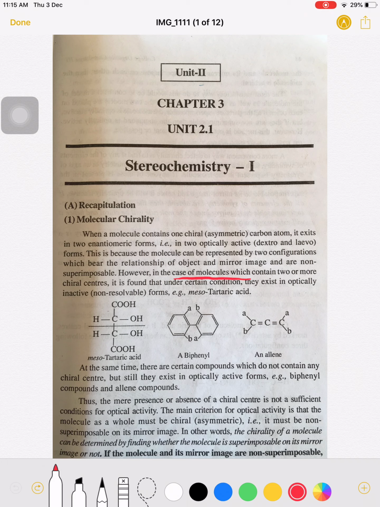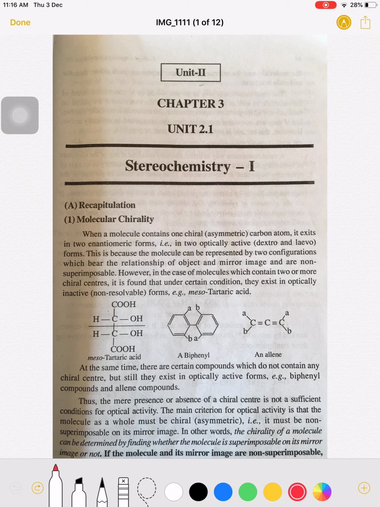However, in the case of molecules which contain two or more chiral centers, suppose the molecule has two chiral centers, it is found that under certain conditions they exist in optically inactive form. That is, meso-tartaric acid, though it contains two asymmetric carbon atoms, is optically inactive, or is a non-resolvable form. We will see why this molecule is not resolvable or is inactive.